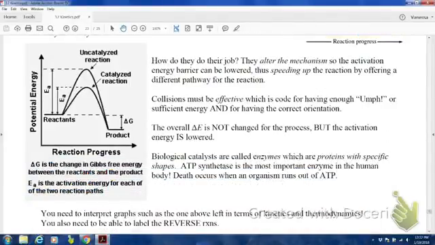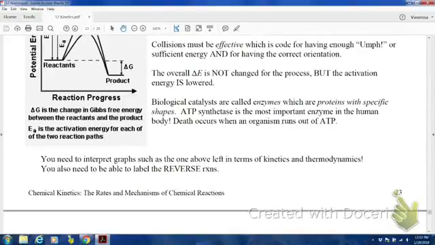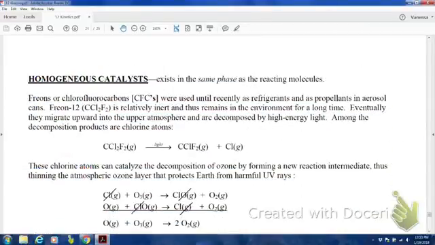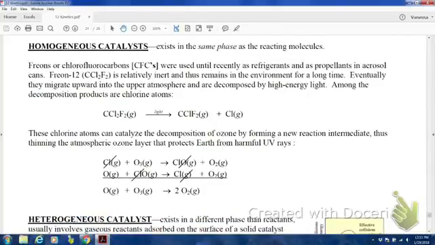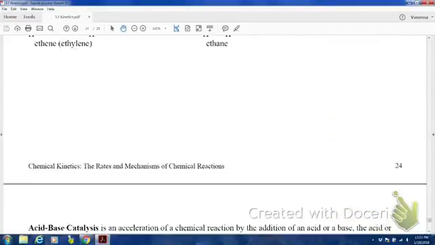You already know, especially if you are in AP Bio, if you have biological catalysts, we call those enzymes. And then different kinds of catalysts. Homogeneous means same, so they would be in the same phase. That means if you were working with liquids and you had a homogeneous catalyst, you would have a liquid catalyst. And then heterogeneous catalyst, of course, means they're in different phases. And then you can also have acid-base catalyst.